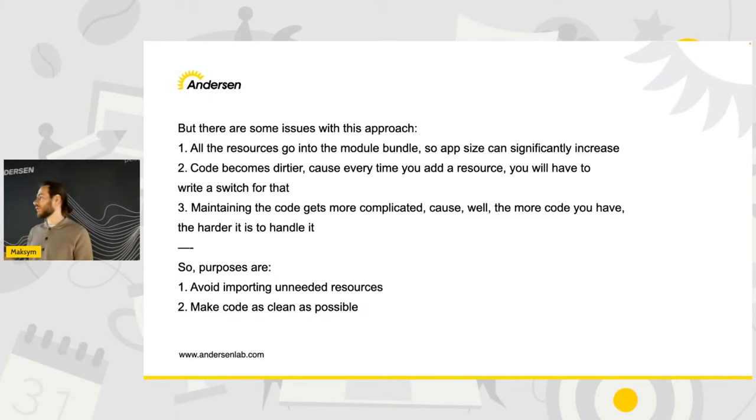The application, the target for Italy, doesn't need resources for Spain and Portugal, and vice versa. Portugal doesn't need Italy and Spain. Spain doesn't need Italy and Portugal. And of course, we want to make our code as clean as possible. You want to make as few duplications as possible. You want to avoid all of those switches. And preferably, you would like to have all of this stuff generated under the hood for you.